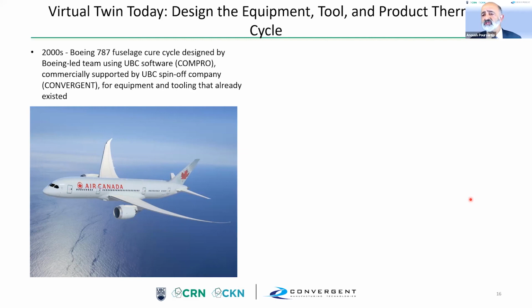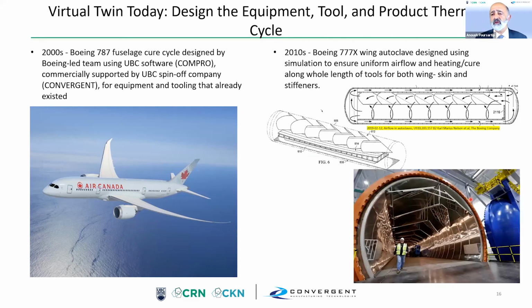If we fast forward some 10 years, what we find is that things have progressed quite a bit. Whereas with the 787, the autoclave and the tooling already existed, and what was left was designing the process cycle for the part. With the 777X, Boeing took it one step further, and they used CFD simulation as well as Compro simulation to design not just the part, but the tooling and the autoclave. And as a result, they designed a very efficient axial flow autoclave, which they actually patented. And now you have an ability to systematically, reliably cure a 30-meter long wing in a very efficient manner.